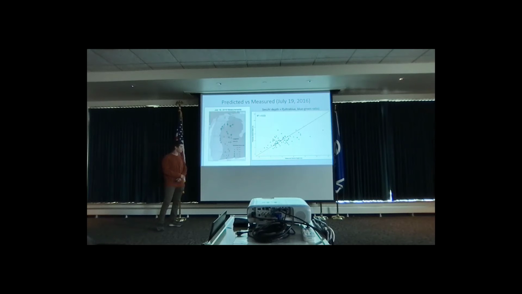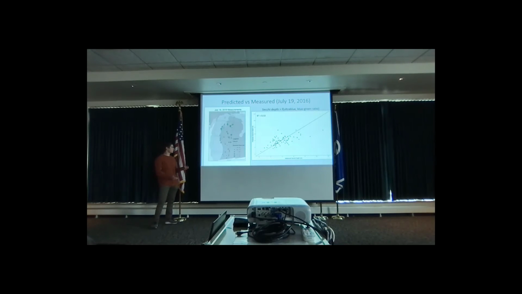The important things to note here were that for the lakes with lower clarity, the prediction versus the measured values were at least centered around what you'd expect them to be. But as the lakes became more clear, they were consistently underpredicted.